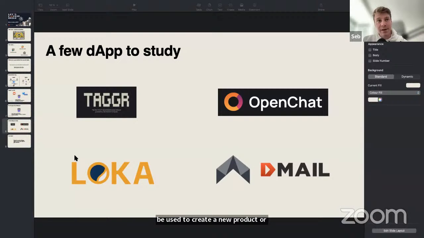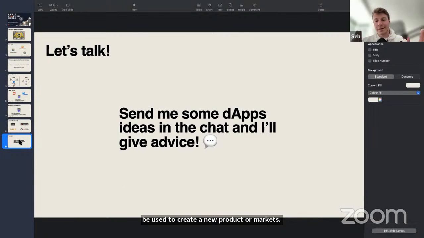And that's about it for this discussion. So send me some dApp ideas and I'll give you some advice. Keep in mind, this is just my opinion. I have seen so many, I've been in this ecosystem for a long time now, and I just love to study applications and make a prediction on if it's going to work, what is interesting. But again, it's just my opinion. Keep that in mind. So we have a few questions.